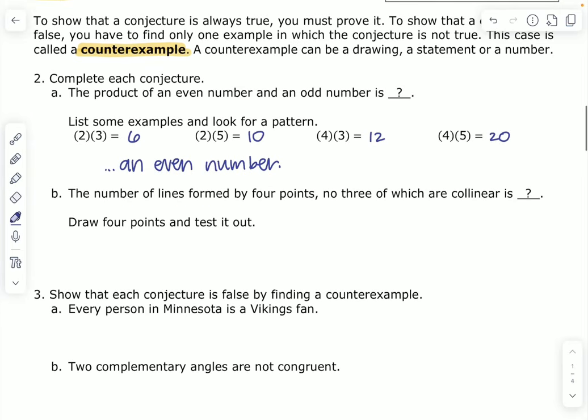All right, B says the number of lines formed by 4 points, no 3 of which are collinear, is blank. Draw 4 points and test it out. So I'm going to draw 4 points. Specifically, it says no 3 of which are collinear, so I can't have all of them in a straight line. So I'm going to spread them out like that. It's asking for the number of lines I can form between these points. So I'm going to draw as many lines as I can, and count as I go. 1 here, 2, 3, 4, 5, and 6. Okay, so to complete my conjecture, we would say we can draw 6 lines.